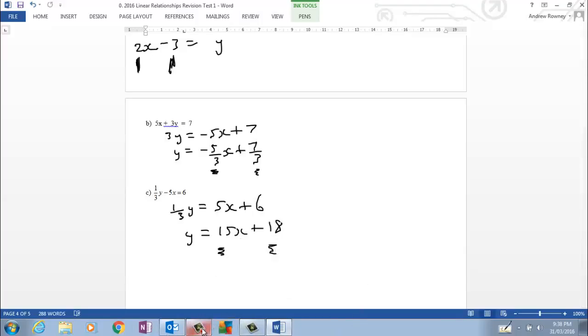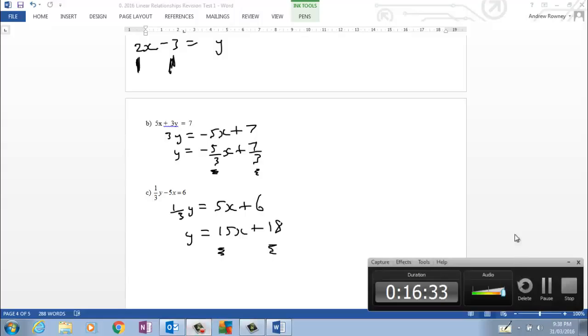Okay, now you should write a help sheet ready for the test. And there is also another revision test 2, you could try yourself under timed test conditions. You have a double lesson to do that, and you can check the solutions that I have written down as well.